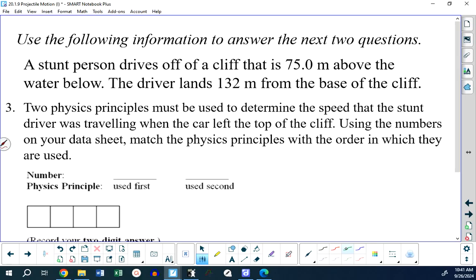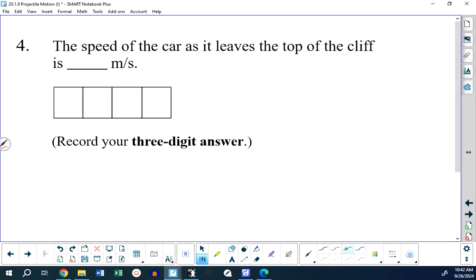A stunt person drives off of a cliff that is 75 meters above the water below. The driver lands 132 meters from the base of the cliff. This time, I'm asking, if I asked you to determine the speed of the car at the beginning, what 2 physics principles would be used? I put it in this order because I've seen on diploma exams them do this. I don't think you can really answer this question until you answer the actual question. I think you need to go through the motions and find out what it is you do. So how do we do this?